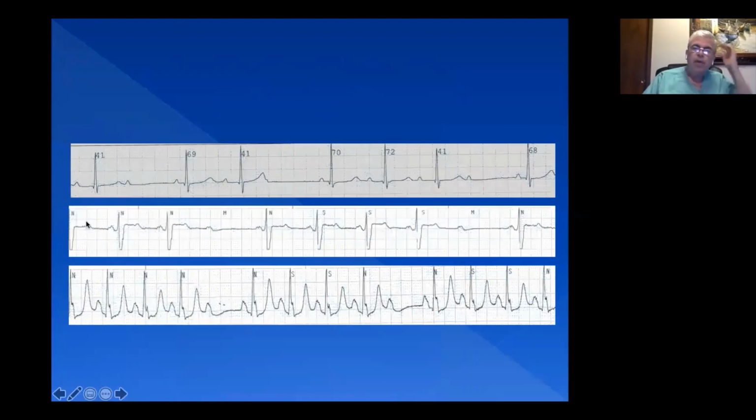If we have P waves where some conduct and some get blocked: PQRS, PQRS, P no QRS, PQRS, PQRS, P no QRS, P no QRS. Whenever we have some P waves that are not conducting, we call that second degree heart block. If the PR segment is prolonging before it blocks, PR, longer, blocks, we call that Mobitz type 1.